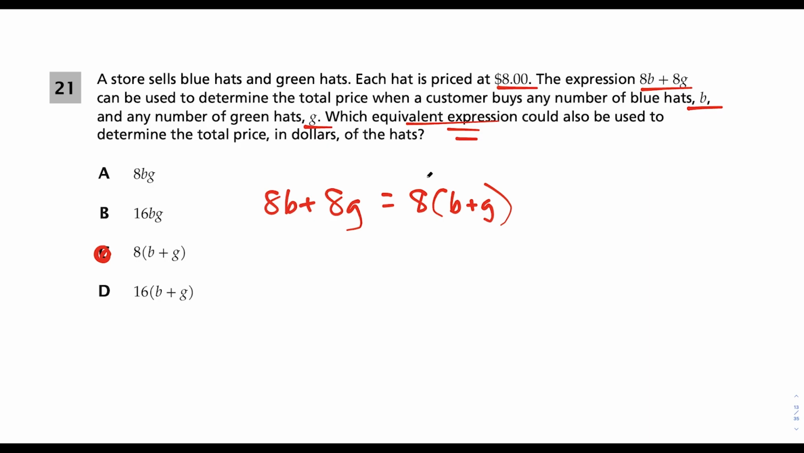Just know this is called factoring, but you could also think of this as the backwards distributive property. Because if we took our answer here and we distributed, notice we would get 8 times b plus 8 times g, and this would match the initial expression here. So choice C is definitely our answer.